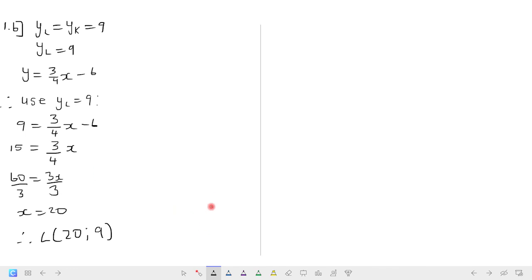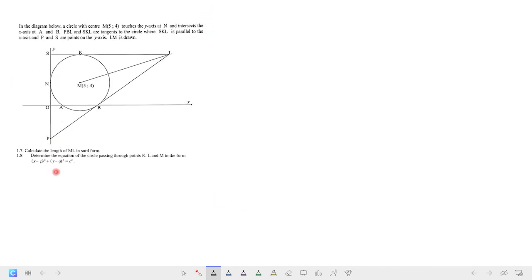Now let's go ahead and look into the next question. The next question, 1.7, says calculate the length of ML in surd form. Now what do we have here? We have M (5, 4), and we have L (20, 9). So now we're going to use the distance formula.